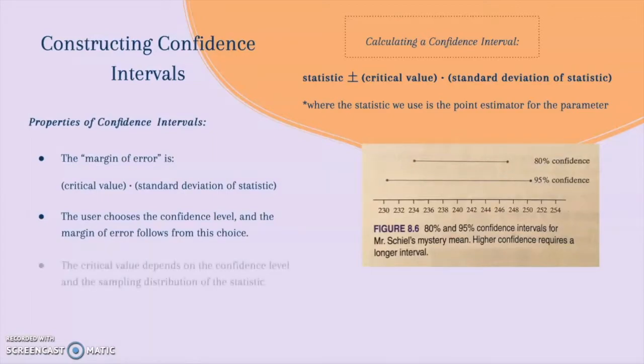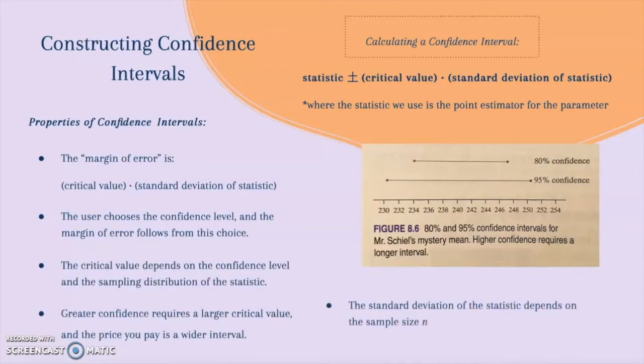Properties of confidence intervals. The margin of error is critical value times standard deviation of statistic. The user chooses the confidence level, and the margin of error follows from this choice. The critical value depends on the confidence level and the sampling distribution of the statistic. Greater confidence requires a larger critical value, and the price you pay is a wider interval. And lastly, the standard deviation of the statistic depends on sample size n.